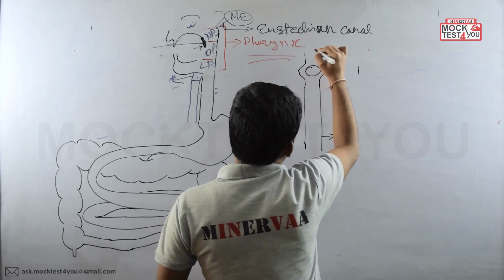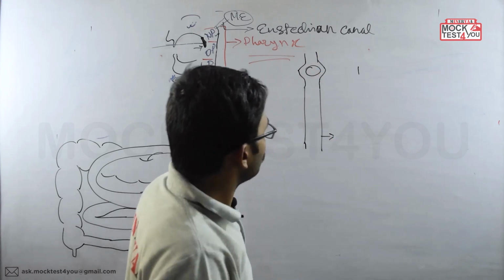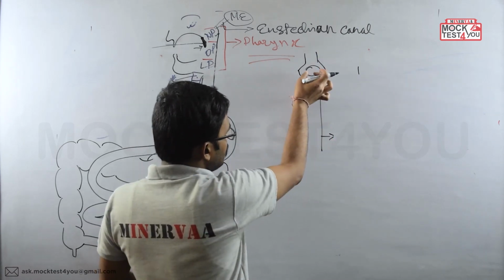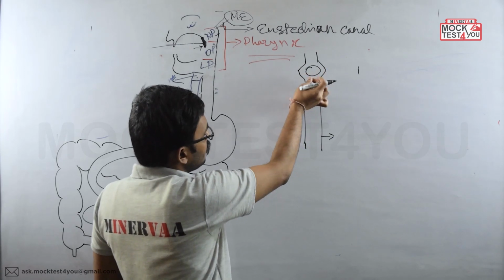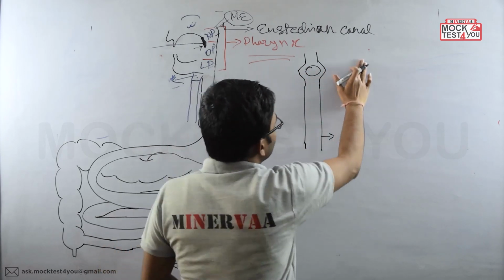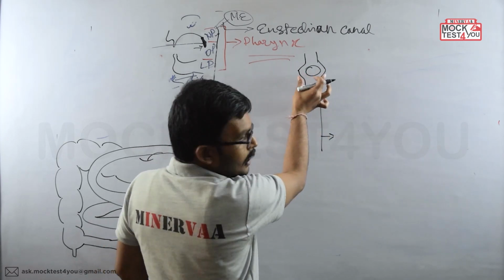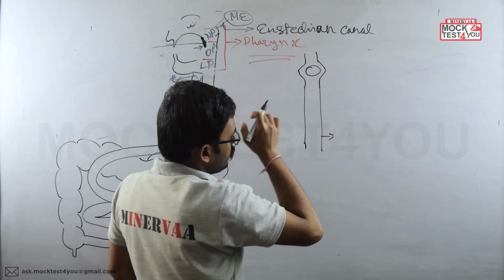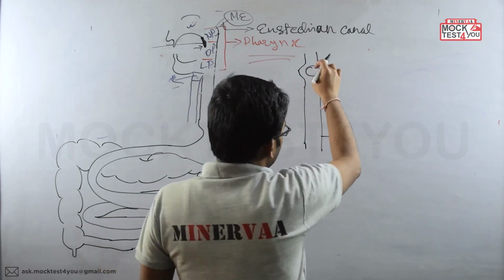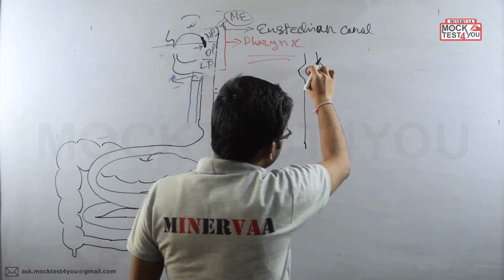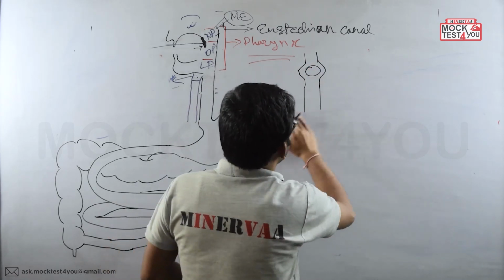Let's draw this this way, okay. So here this area is relaxed, okay. This area is relaxing, okay. But here the bolus, okay. Let me start it from here.